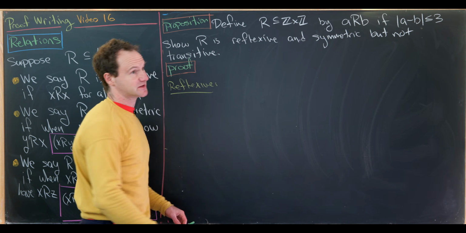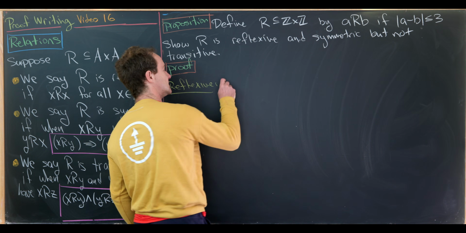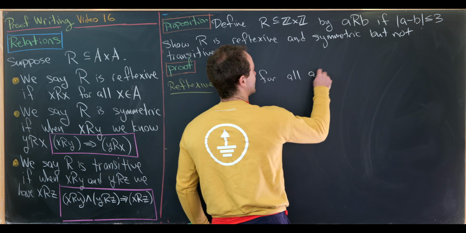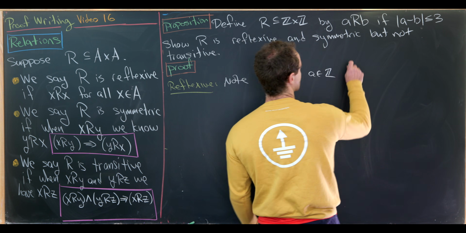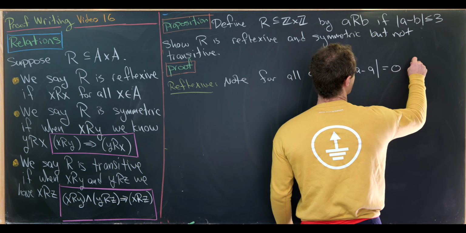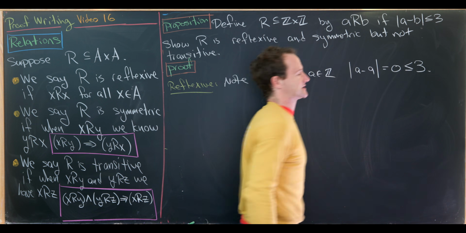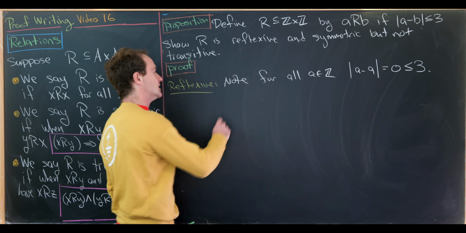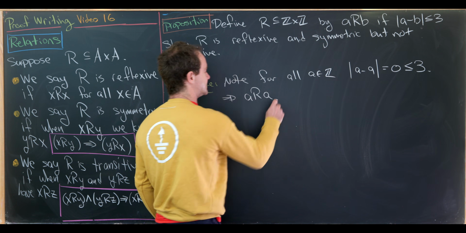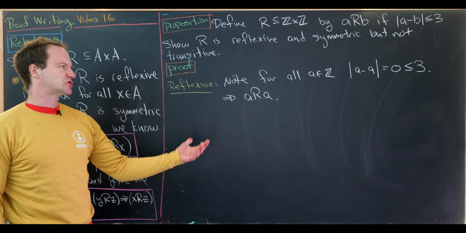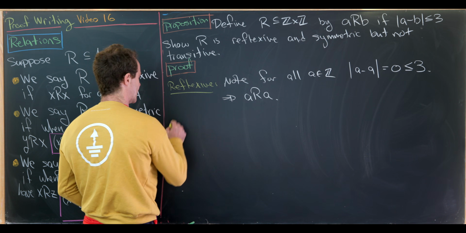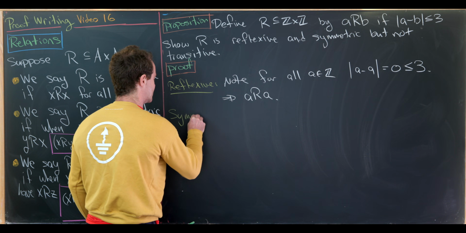So reflexivity is really simple in this case. Let's notice that for all, maybe I'll call it A, which is an integer, the absolute value of A minus A is equal to 0, but 0 is most definitely less than or equal to 3. So that means that in fact, A is related to itself. And since A was chosen arbitrarily, that does it for reflexivity. Okay, so now let's check symmetry.